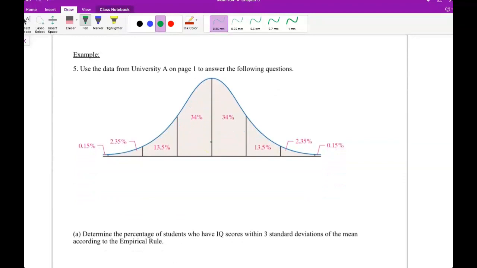Okay, now an example, using the data from University A. Why University A? Because I said we're going to use this one for a bell shape, and the histogram for University A was bell-shaped, not B. So for University B, we didn't have a bell shape.